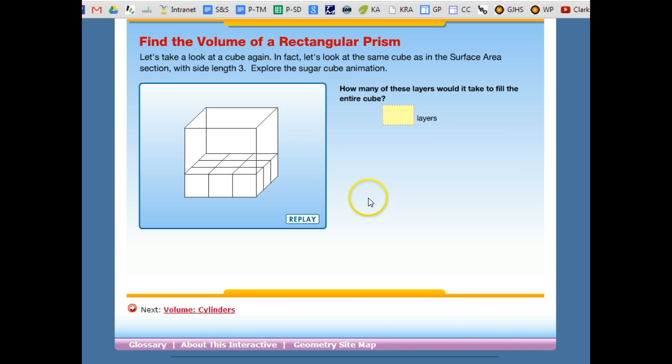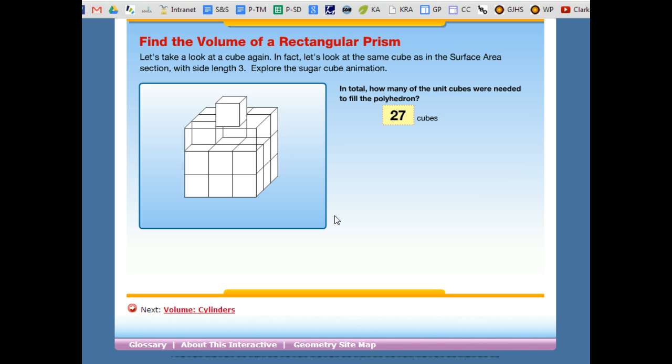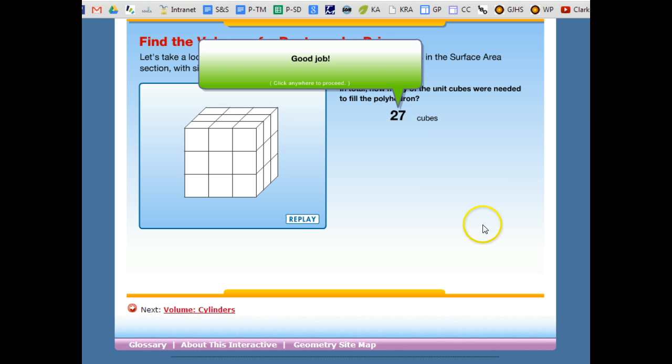Then it's going to see how many layers it would take to fill the entire cube. We're going to get 3 of those layers, since we have a side length of 3. Good job. So how many would that fill in all together? If I have 3 layers of 9 cubes, then all together we're going to end up with how many? That's right, 27. Let it fill all the way up. And there you go. There you have it, kind of like a Rubik's Cube.